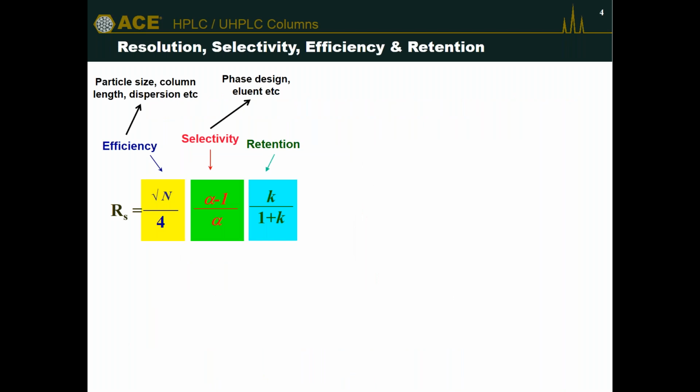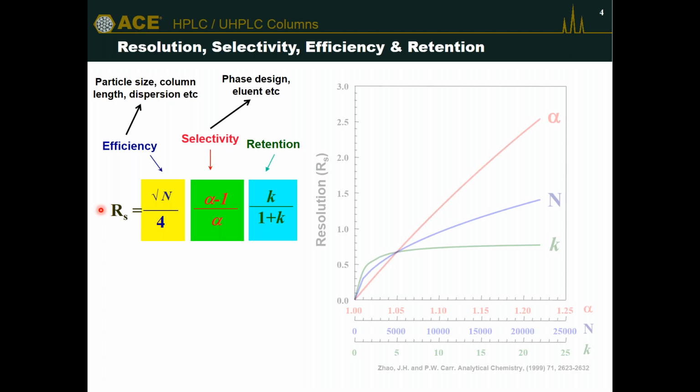Of course, this isn't a theoretical talk. There's lots of practical, useful data in here, but there is some theory that it's important to understand. Here is one form of the resolution equation, and it has three components: an efficiency component, a selectivity component, and a retention component. When we look at this equation, it is difficult to understand which part is the most powerful with respect to resolution, because resolving compounds from each other is the goal of why we typically are doing method development.